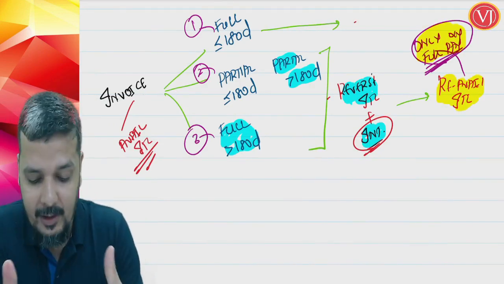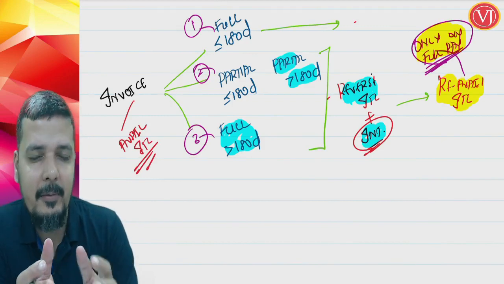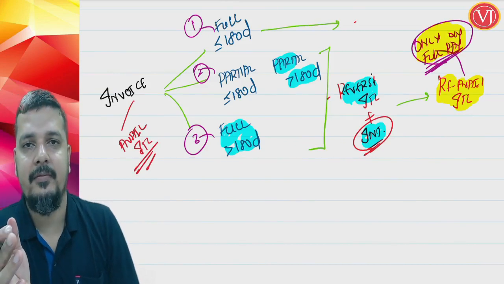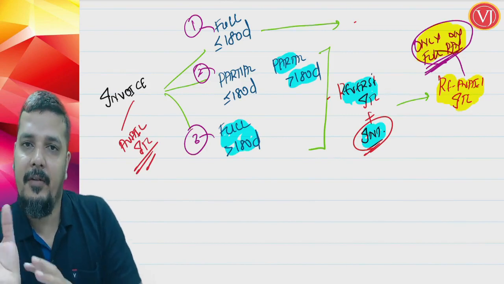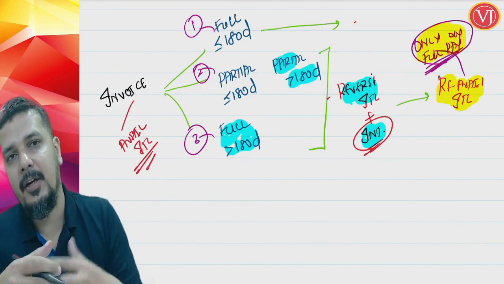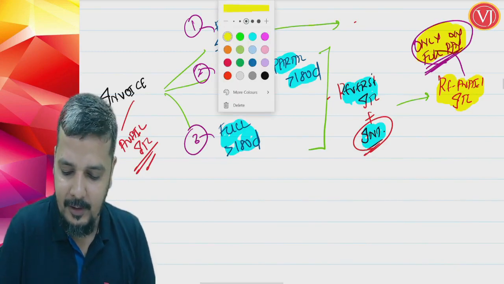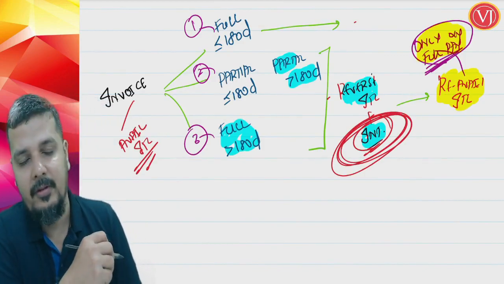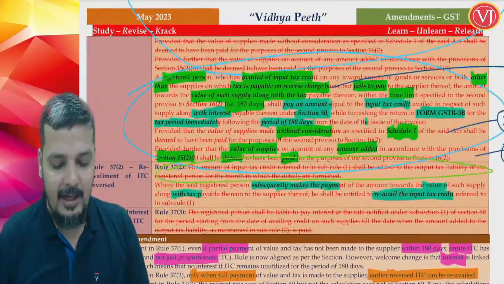So things are again very dangerous. They're telling that you have almost paid 90% of the value plus tax, only some 10% pending. Forget about that. You reverse full ITC with interest. Interest calculation as per section 50. So when you pay the balance amount, whenever the full payment is made, then whatever credit was reversed, the full credit was yours, you will re-avail the full ITC. But interest paid in this entire process would be a cost. So things are very, very, very dangerous in your newly amended rule 37.